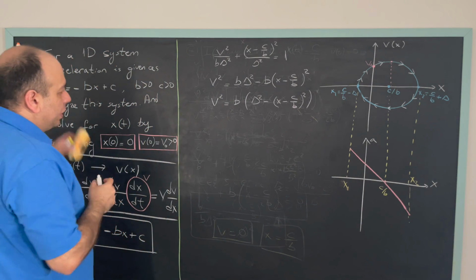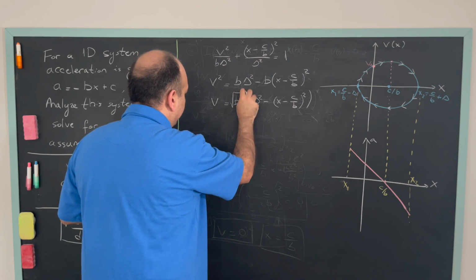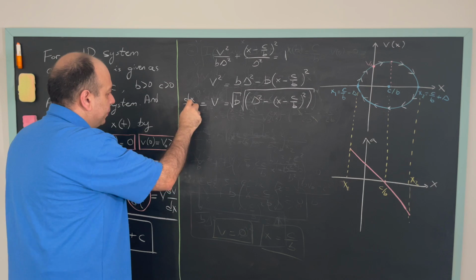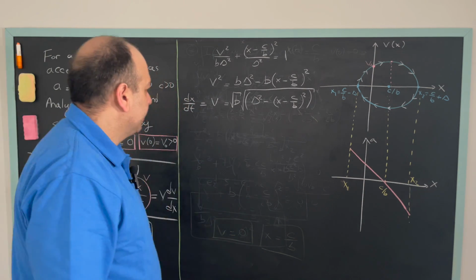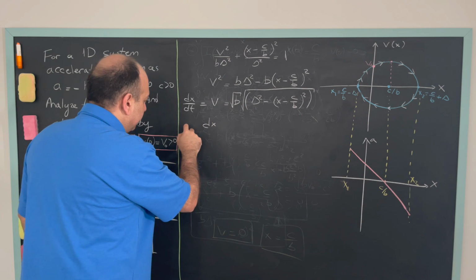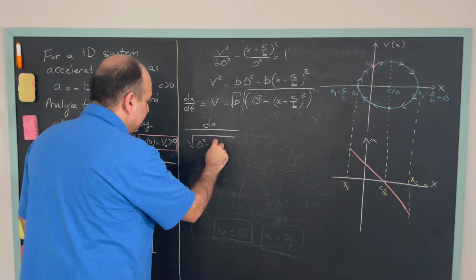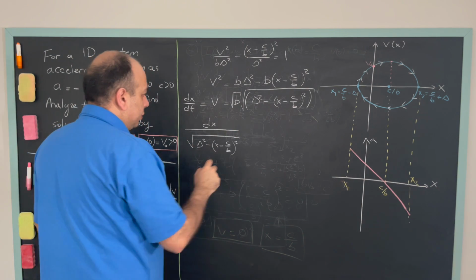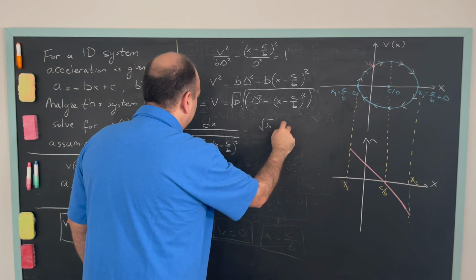And if I take the square root of both sides, this is square root of b. We know that v is equal to dx over dt. So now using that, we can solve for x as a function of time, right? What we will have is dx over square root of delta square minus x minus c over b square, is going to be equal to square root of b times dt.